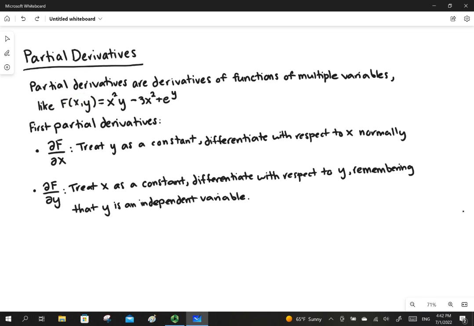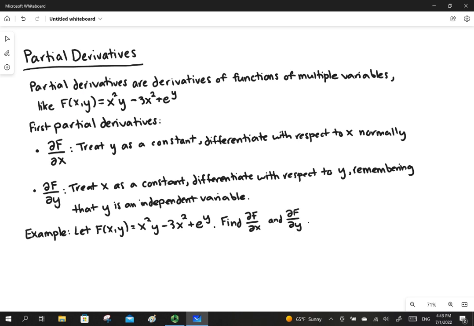Let's try taking some partial derivatives. Let f of x,y be x squared y minus 3x squared plus e to the y. Find the partial of f with respect to x and the partial of f with respect to y. To find the partial of f with respect to x, we treat y as a constant.